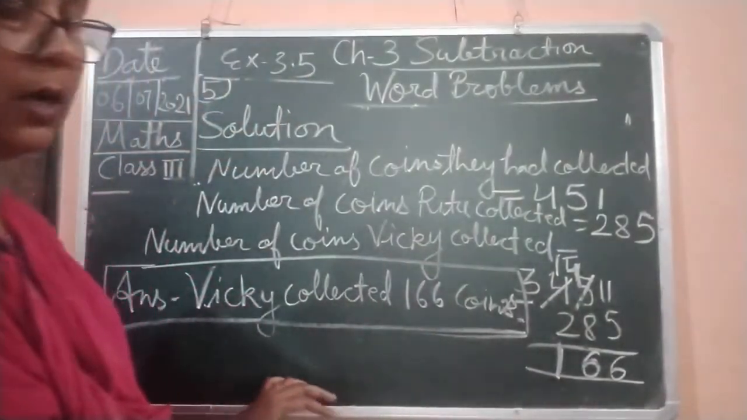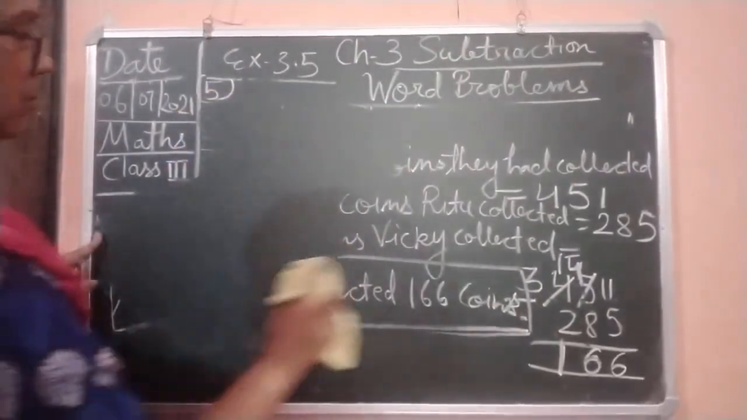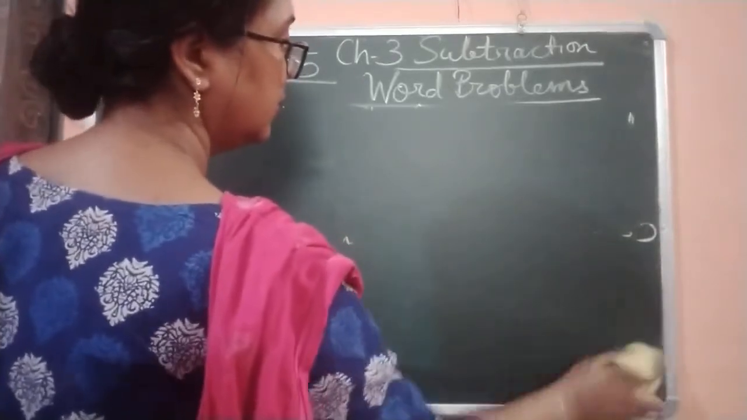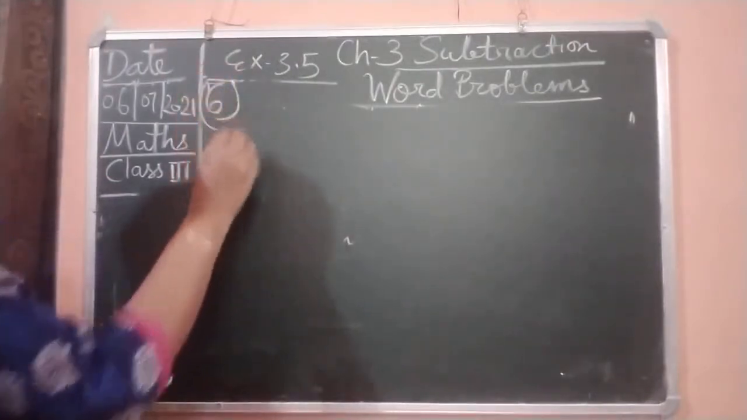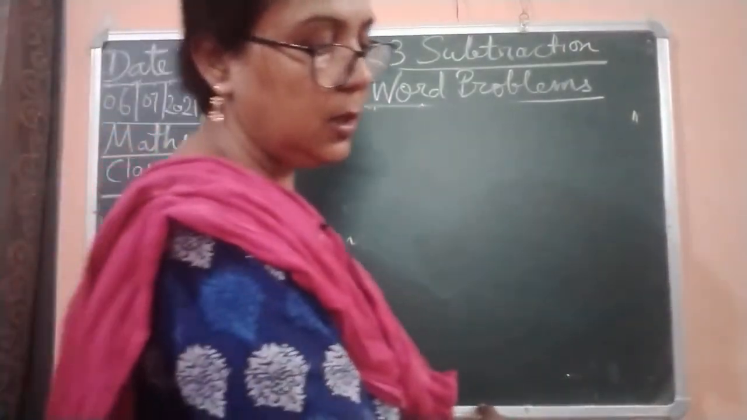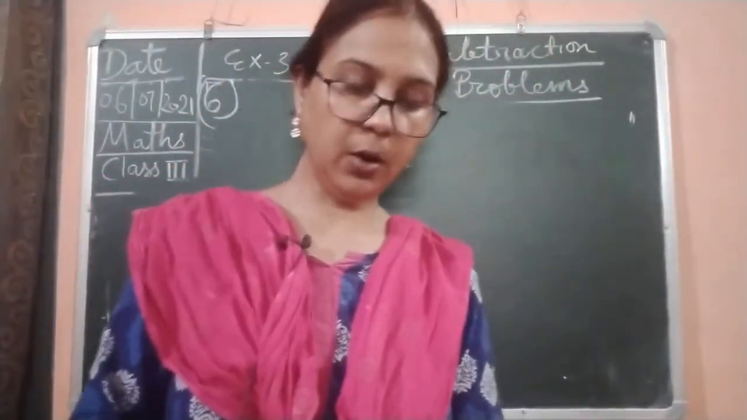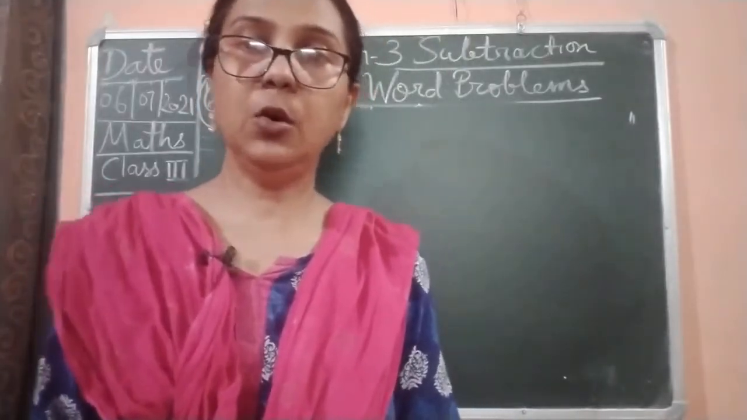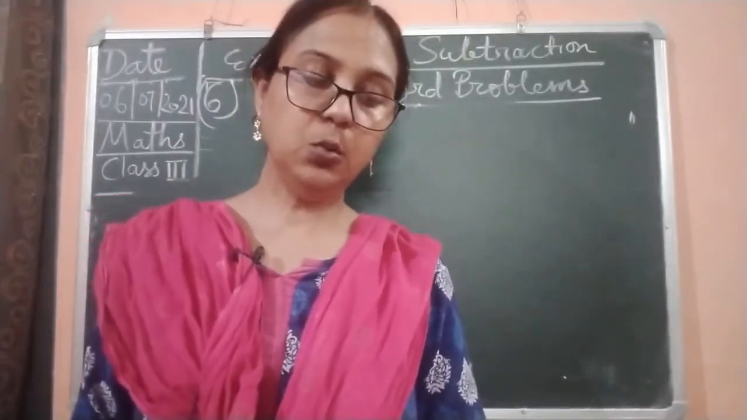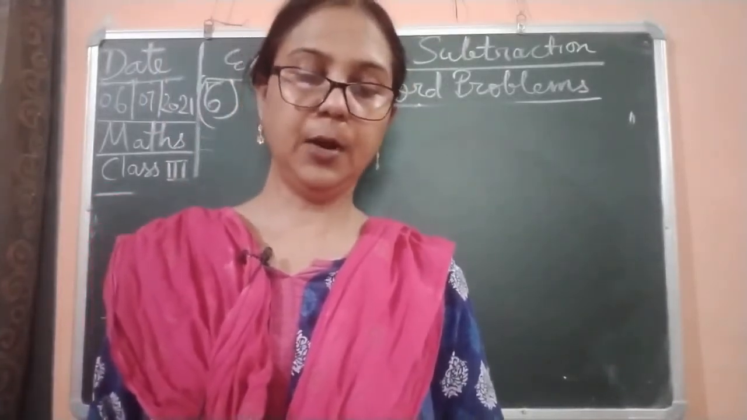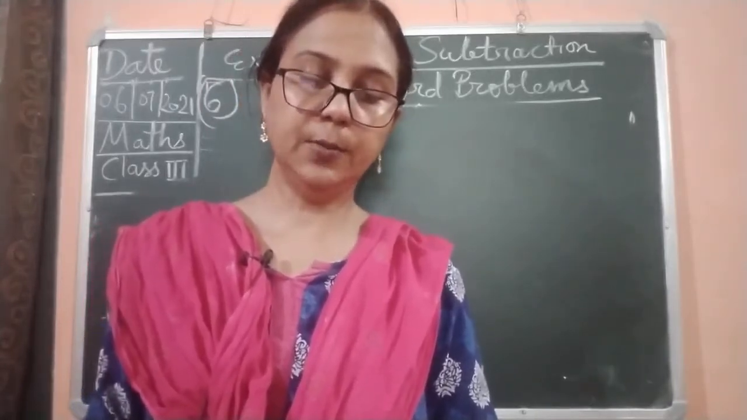Now we are moving to the next one. Next one is number 6. Children, you can find this question on page number 53 in your maths book. Now I am going to read this. Anu bought 200 bottles of milk in the months of April and May. She bought 98 bottles in April. How many bottles did she buy in May?